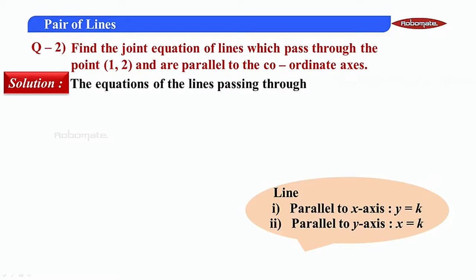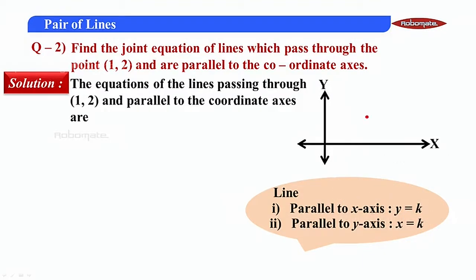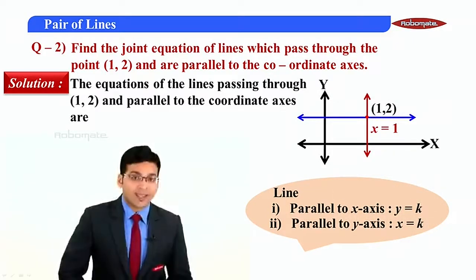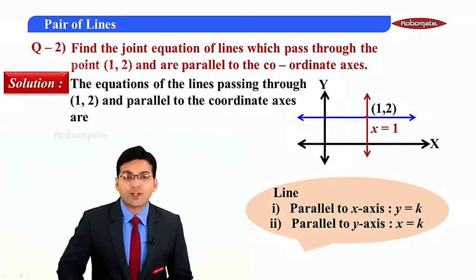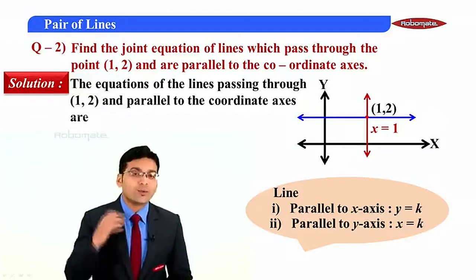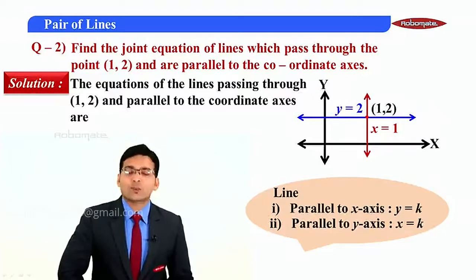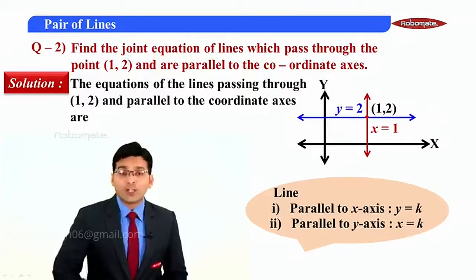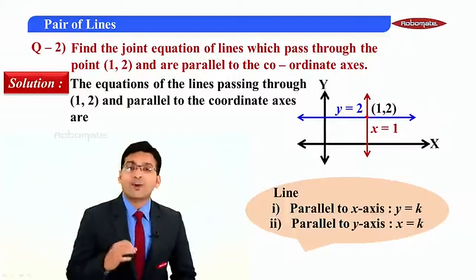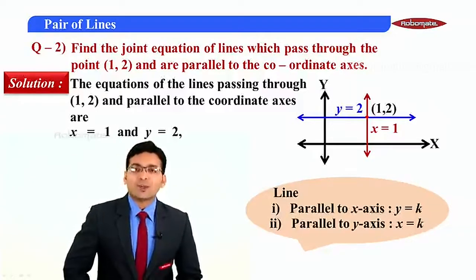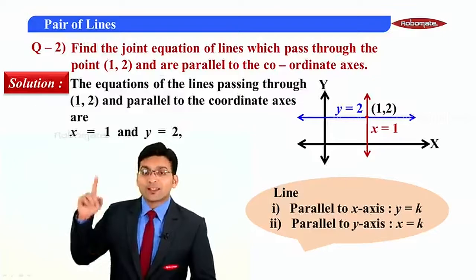And therefore we say the equations of the lines passing through (1, 2) and parallel to the coordinate axes are, now there are two lines. Here is the point (1, 2) and the first line is parallel to the y axis, that is x equal to k, so we get x equal to 1. The second line is parallel to the x axis, again passing through (1, 2), so we say it is y equal to k, and therefore the equation is y equal to 2. Now students, once we have equations, we can go ahead and find the combined equation, right? Therefore x equal to 1 and y equal to 2 are the equations.